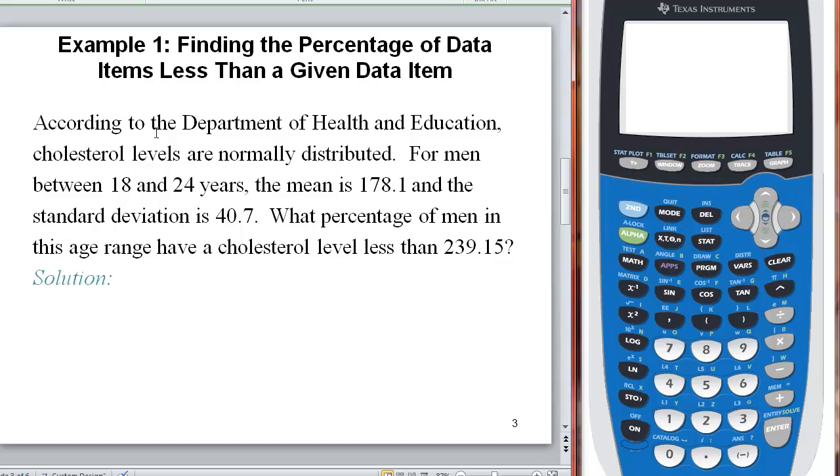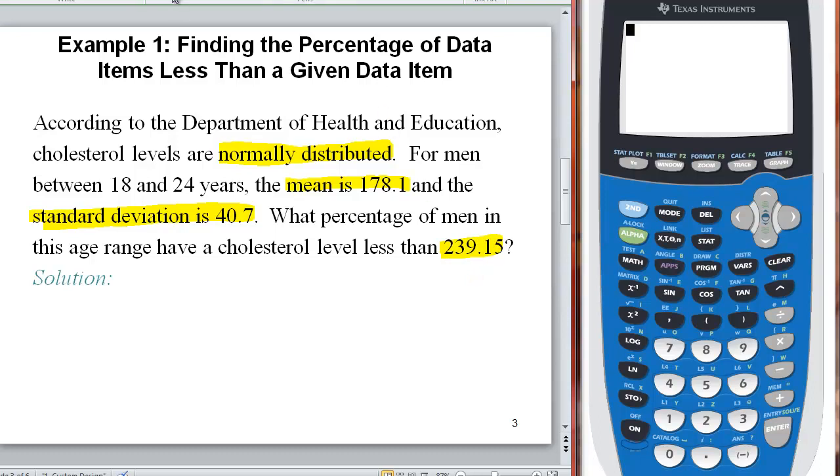All right. According to the Department of Health and Education, cholesterol levels are normally distributed. This is kind of an important thing to note in a problem as you read through it. That allows you to do that. For men between the ages of 18 and 24 years old, the mean is 178.1 and the standard deviation is 40.7. So what percentage of men in this age range have cholesterol levels less than 239.15?